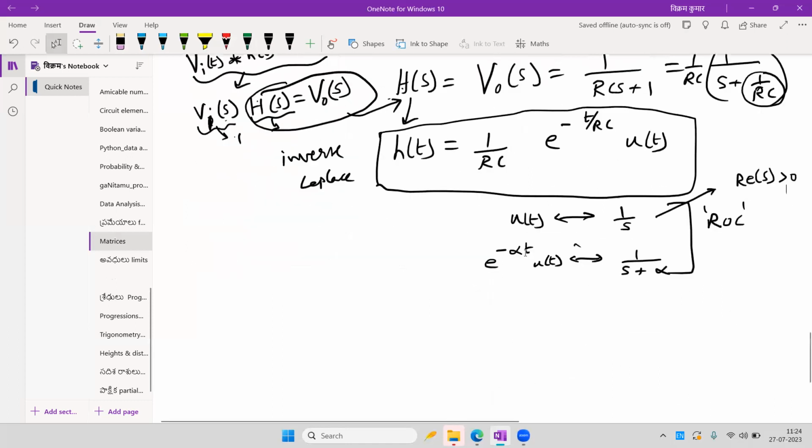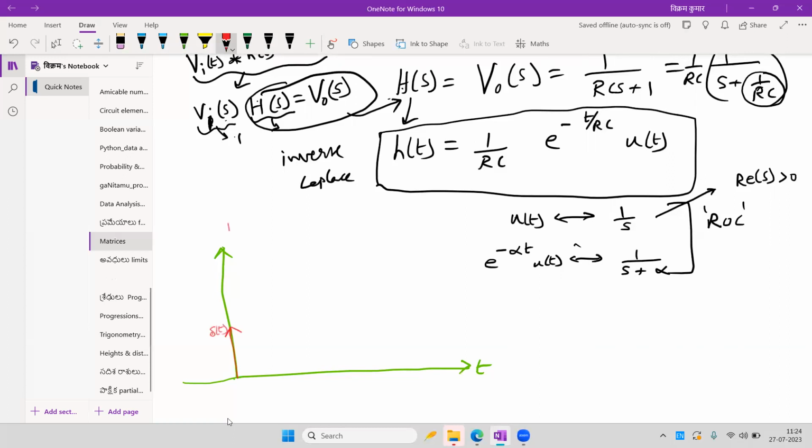Now I will draw the graph for this. This is in the time domain. In the time domain, we are giving an impulse input, delta of t. Let me also draw on the negative side, and I will use another color. Here I will draw both input and output on the same graph. Now, how will the output look, that is the question.